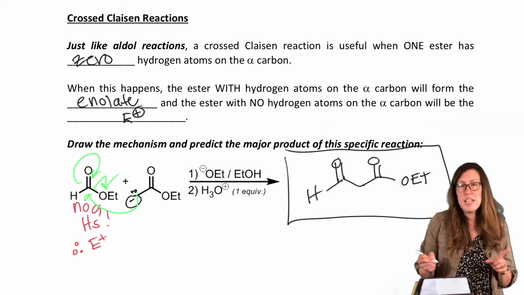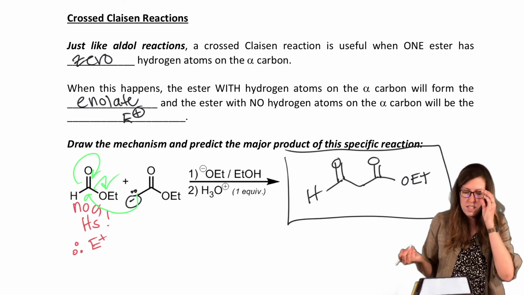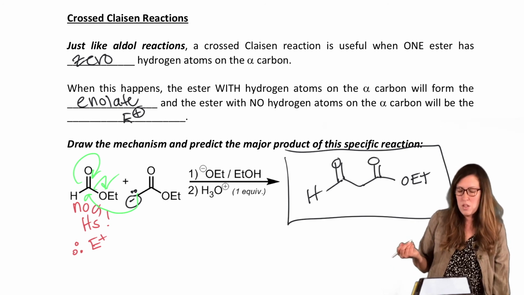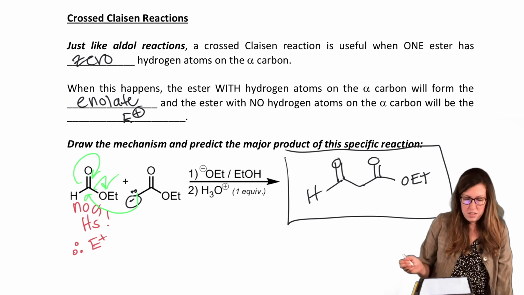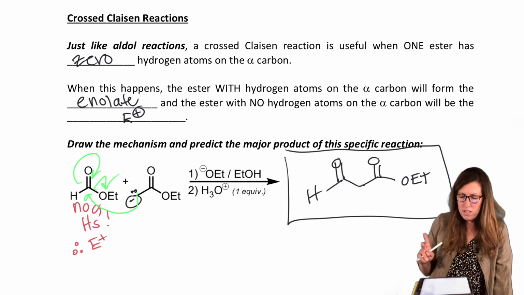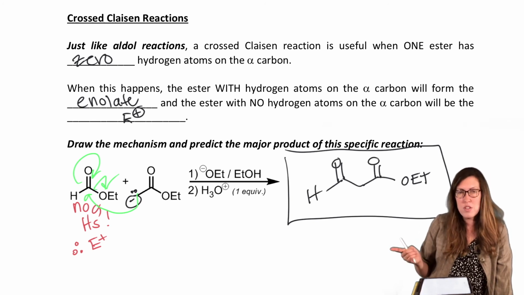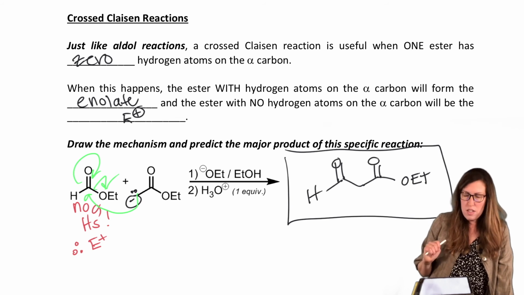This time we didn't get a keto, we got an aldehyde. That's because ketones and aldehydes could both be there. So we have the 1,3-dicarbonyl product with our cross Claisen. They don't match. One's an ester on one side, and the other one was not from the same ester.